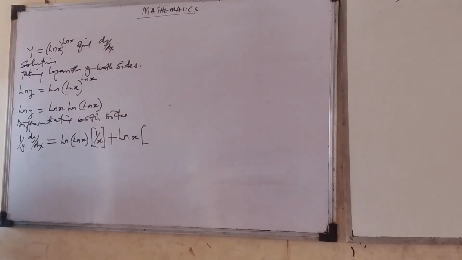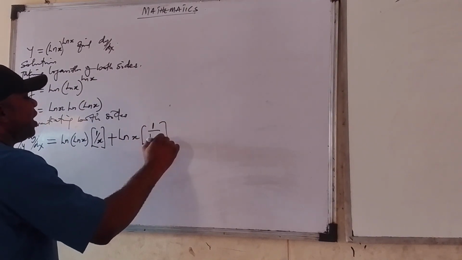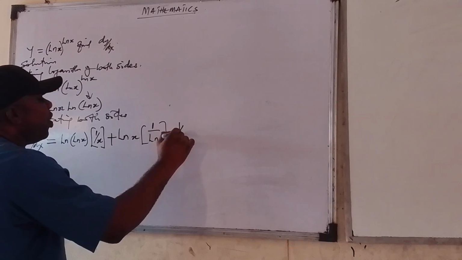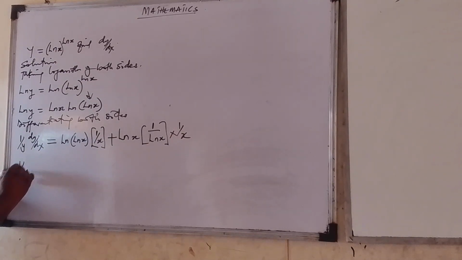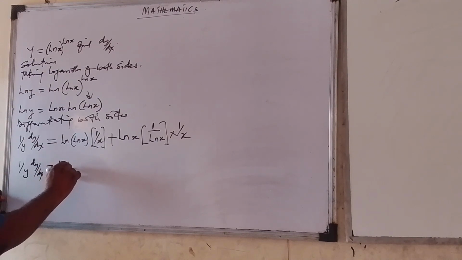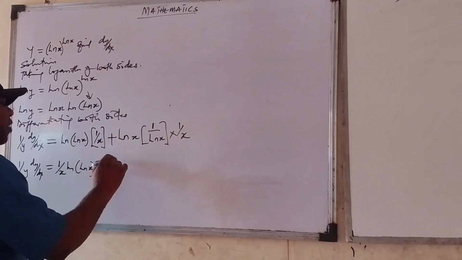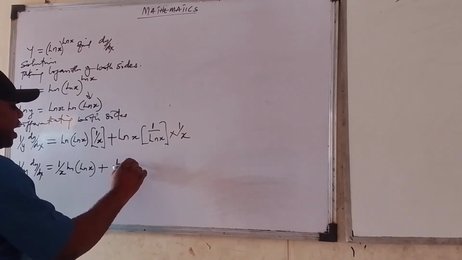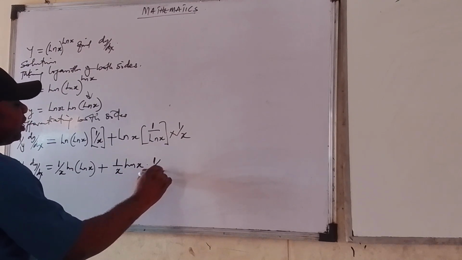Now this is a function of function. So you differentiate this, it will be 1 all over ln x, times the derivative of this function, which is 1 all over x. That will be 1 all over x. So at this point, 1 all over y, dy over dx will be equal to 1 all over x, ln x. Then here we have plus 1 all over x, then we have ln x, then all over this ln x here, times 1 all over ln x.